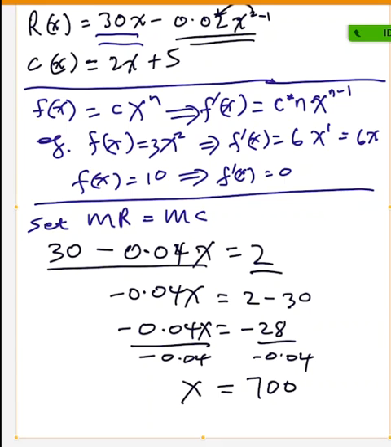So the profit maximizing output here is 700. And how do you do that? If you have a revenue function and a cost function, set the marginals equal to each other and solve for x, and that is your profit maximizing output. Right now we are talking about perfect competition. If you are a profit maximizing firm under perfect competition, basically this is what you are supposed to do.